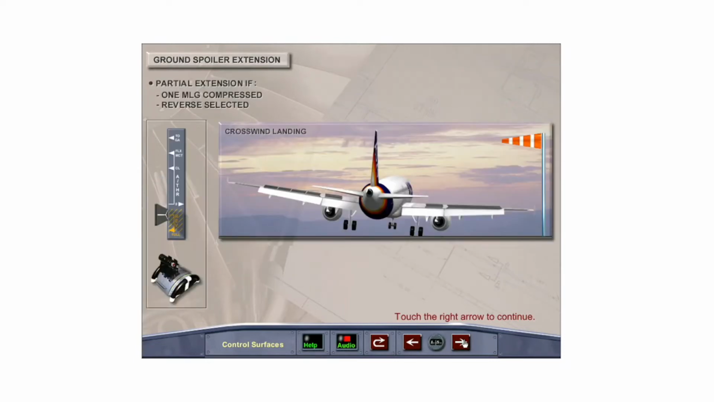On some aircraft, depending on modification, the ground spoilers will partially extend when reverse is selected on at least one engine and only one main landing gear strut is compressed. For example, in a crosswind landing, if the upwind gear touches down first and reverse is selected, the ground spoilers will partially extend to ease the other landing gear onto the runway. Consequently, full ground spoiler extension will occur.